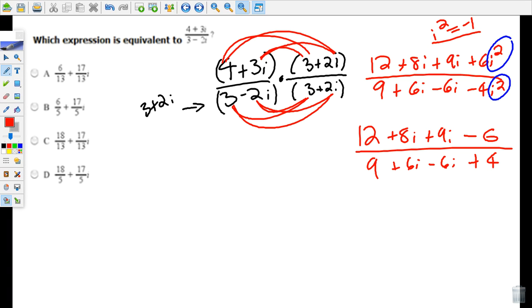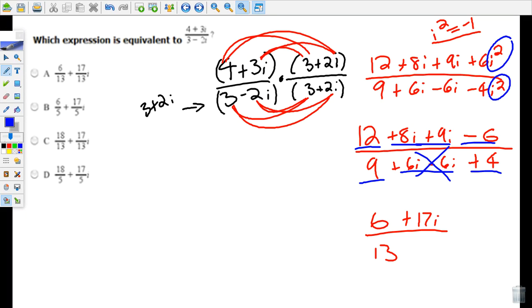Now on the top and bottom we have like terms to combine. On the top, we have 12 minus 6, and that would be a regular 6. And we also have on the top 8i plus 9i, which if we combine those would make 17i. And then we'll do the same thing on the bottom. On the bottom we have 9 plus 4, which is going to make 13. And the 6i minus 6i, those actually end up canceling out and becoming 0. So on the bottom we just have 13.